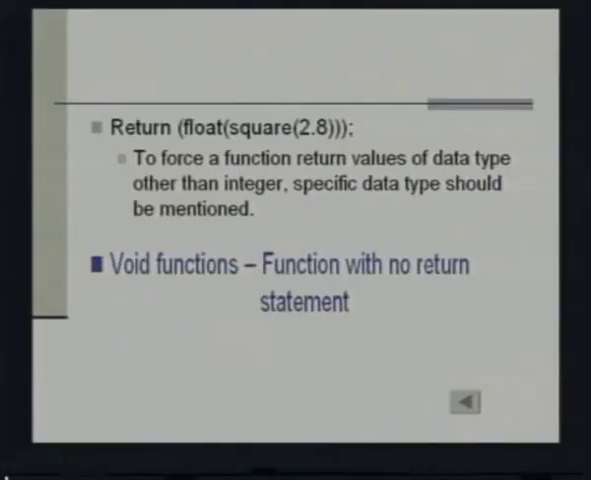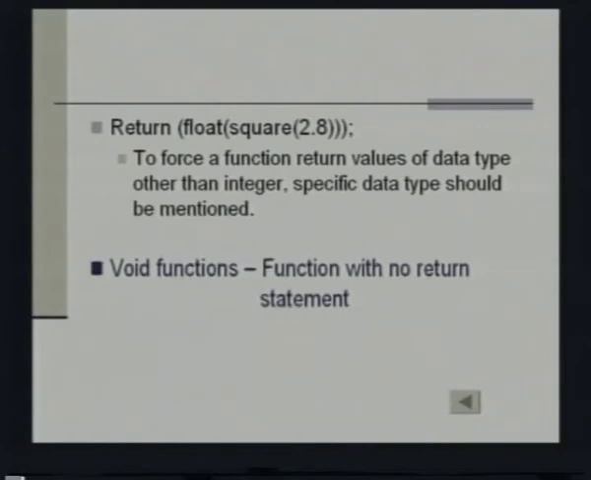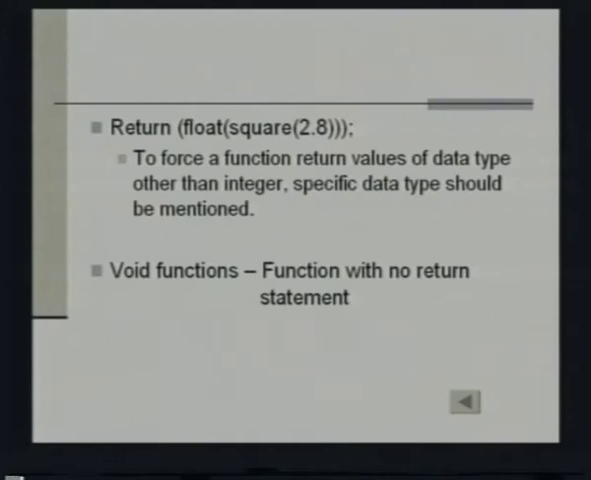Then we have something called void functions. It's not necessary that every function should return some value. Sometimes we may print the result of that function in the function itself. In such cases, a function need not have a return statement. There we should explicitly mention that those functions are void, that is, they don't return any value, they return simply null. Such functions are called void functions. So these are the different types of return statements available in C.